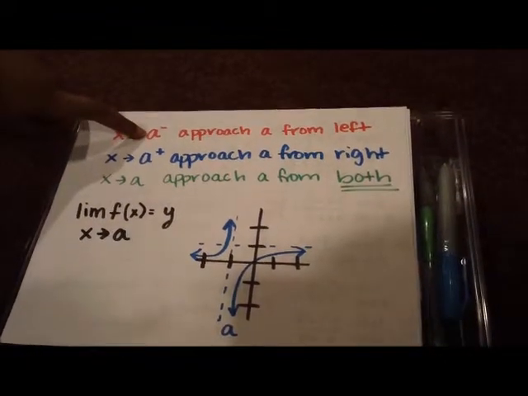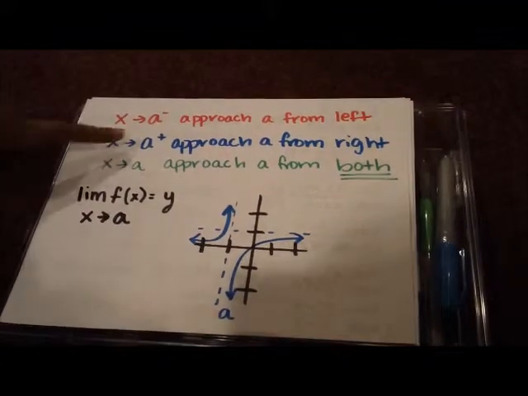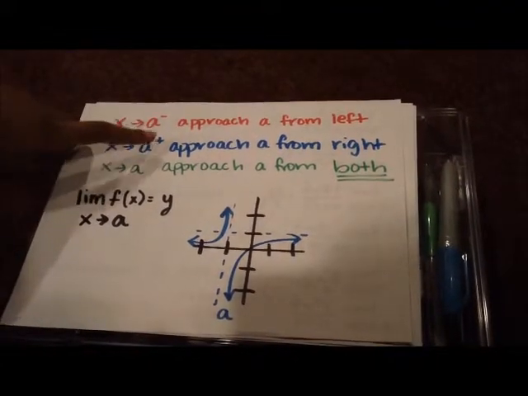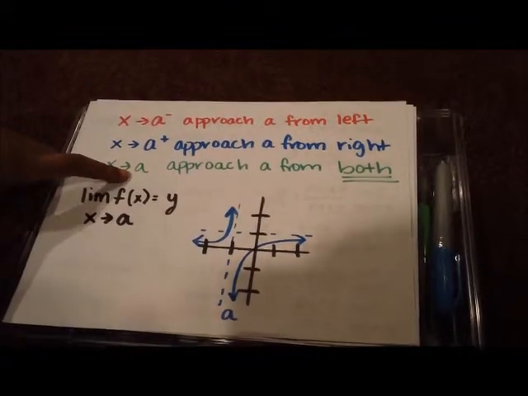If a, or your value, is written with a negative sign, it means approach the value from the left. If a is written with a positive sign, approach your value from the right. And if a is written without a sign, approach a from both sides.